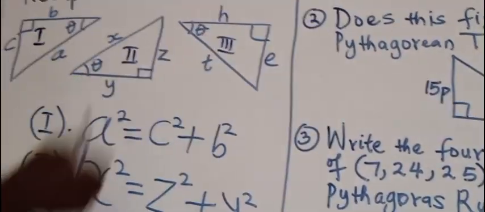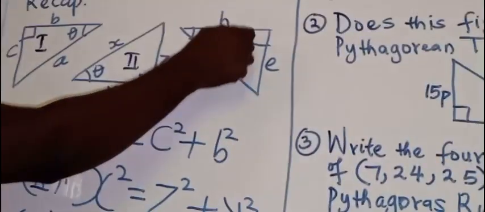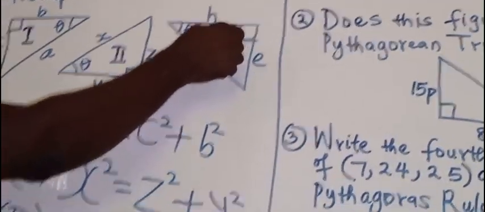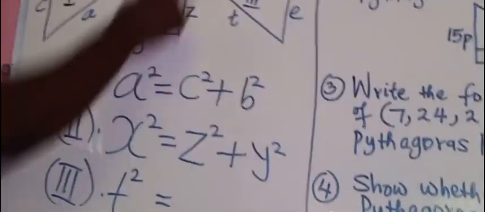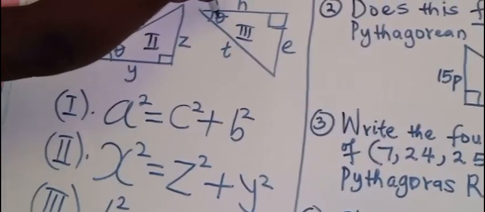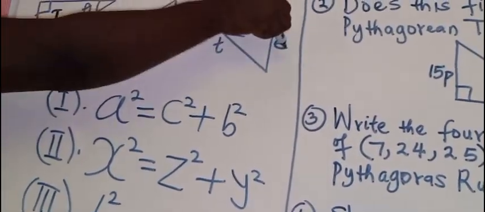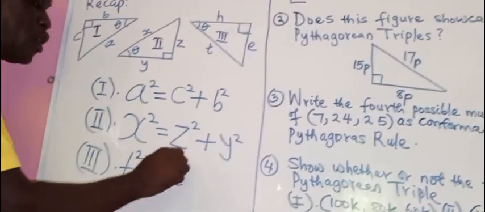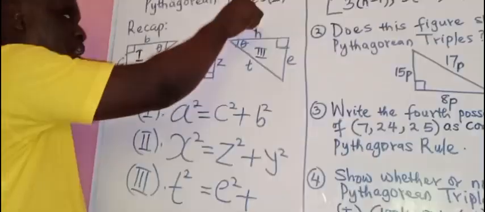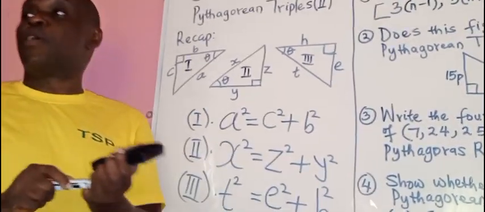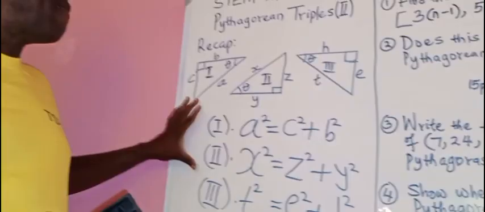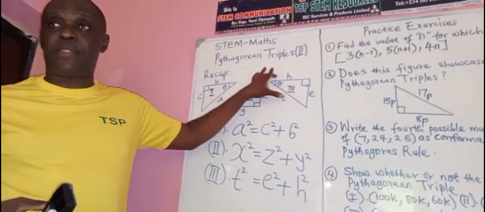Number 3, figure 3 now. It's also a right angle triangle. This is 90 degrees, so the side opposite this 90 is t. That means t is the hypotenuse, t squared equals, then you are given this angle. The side opposite this angle is e, so we have e squared as the opposite. Then h becomes your adjacent, and you square it also. So this is the summary of what we did in our first video on Pythagoras.